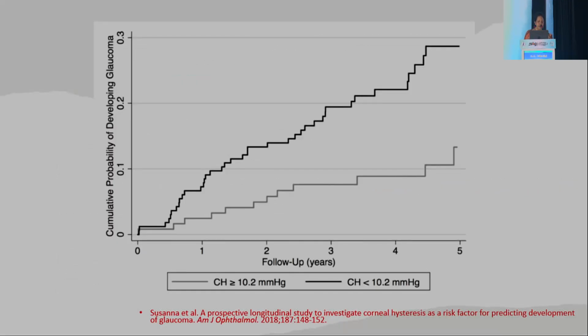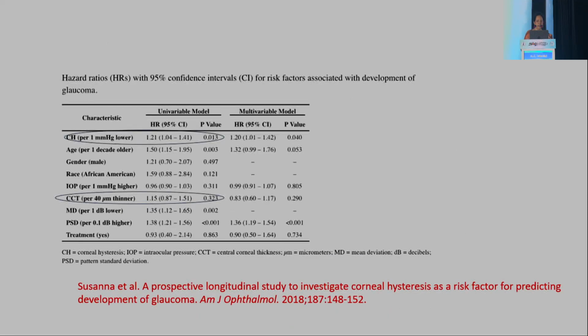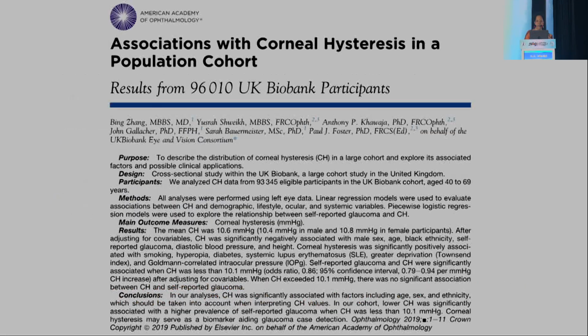This is another paper by Susanna et al. They showed that the cumulative probability of developing glaucoma is more when the CH is less than 10.2, the dark line. So it is a risk factor for predicting glaucoma. In the same paper, the hazard ratio was calculated for various parameters. For CH it was 1.21 with a significant p-value, whereas for CCT it was only 1.15 and not significant.